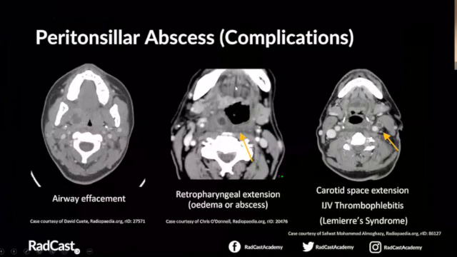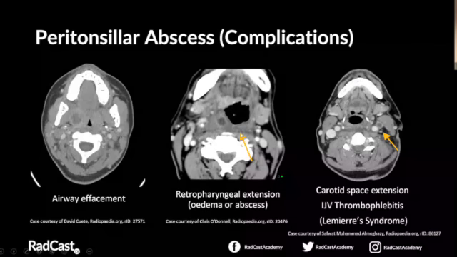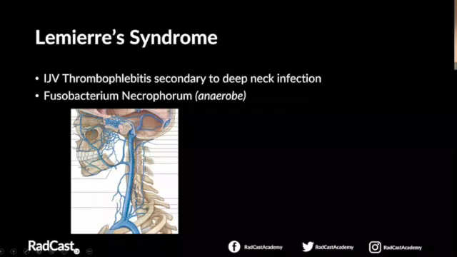In terms of the complications, airway effacement is a big one. Extension into the retropharyngeal space, whether that's just the edema or actually an abscess. Then extension or involvement of the carotid space, which can lead to IJV thrombophlebitis and a syndrome called Lemierre's syndrome. Lemierre's syndrome is IJV thrombophlebitis secondary to deep neck infection, and the pathogen that typically causes it is Fusobacterium necrophorum.